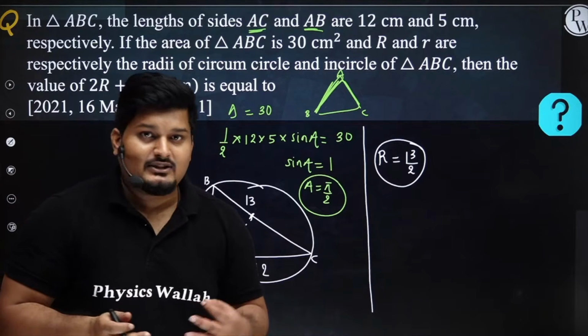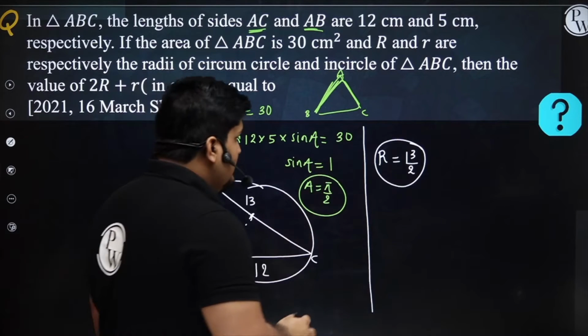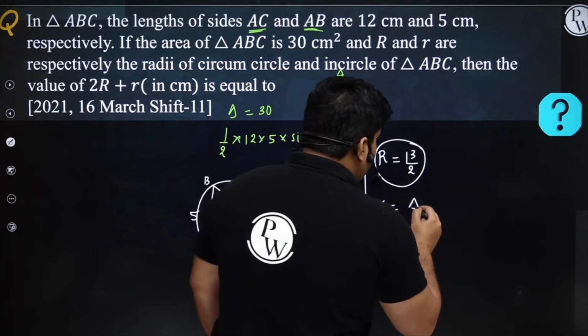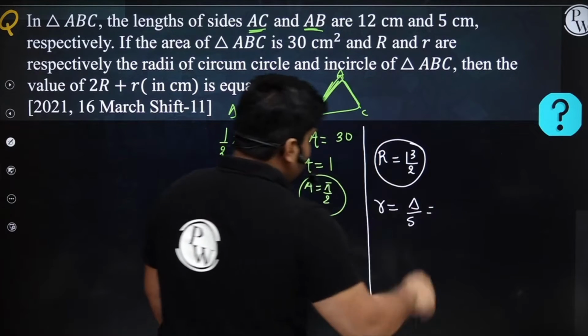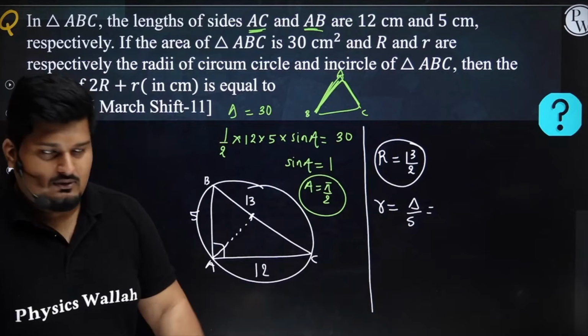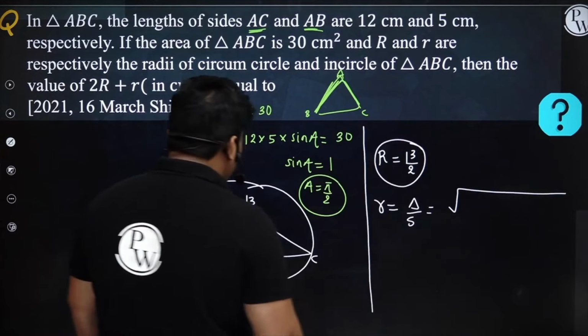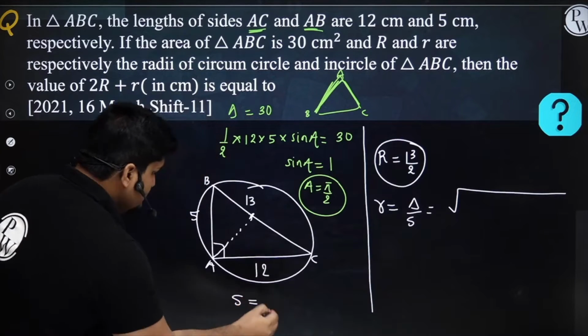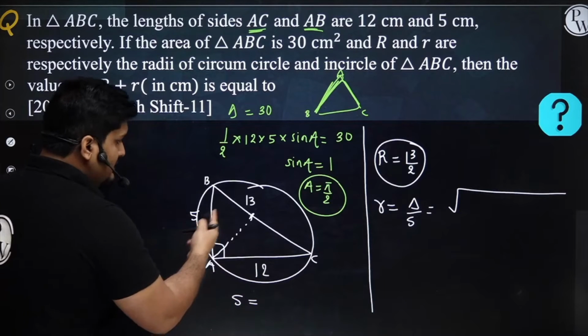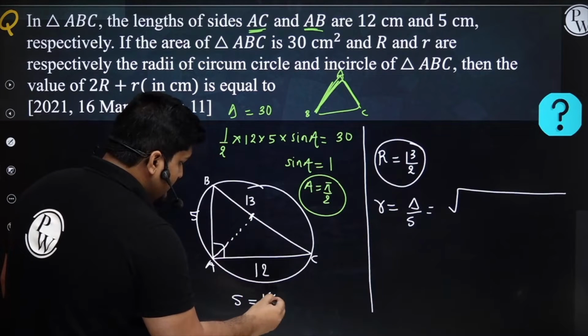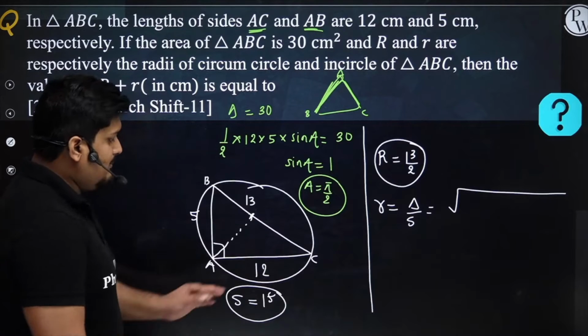Now what is the inradius? We know the formulas, right? So r is equal to delta upon S. Now what is delta? What is the value of S? S is (12 + 5 + 13) divided by 2, which is 30 divided by 2. S is 15. The semi-perimeter is 15.